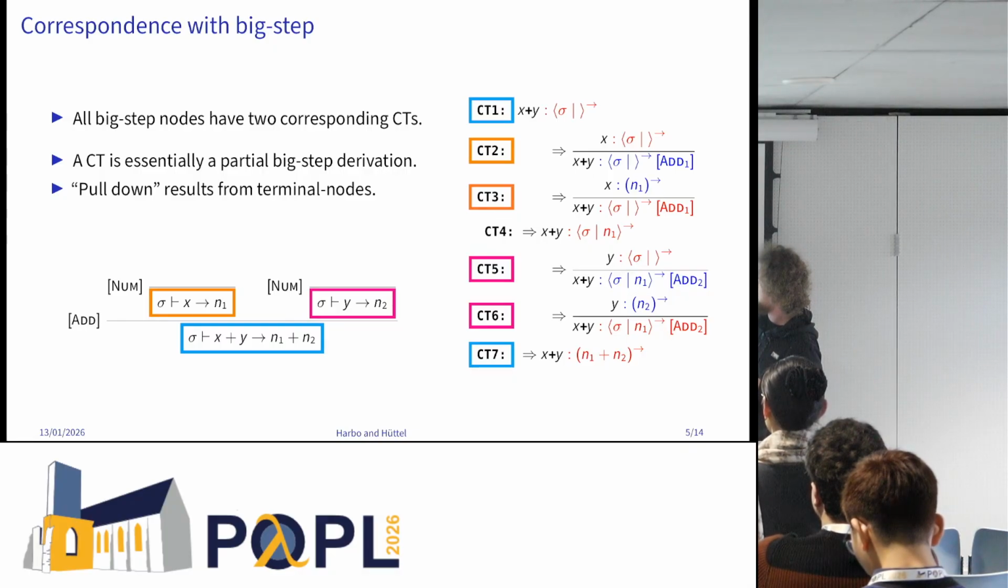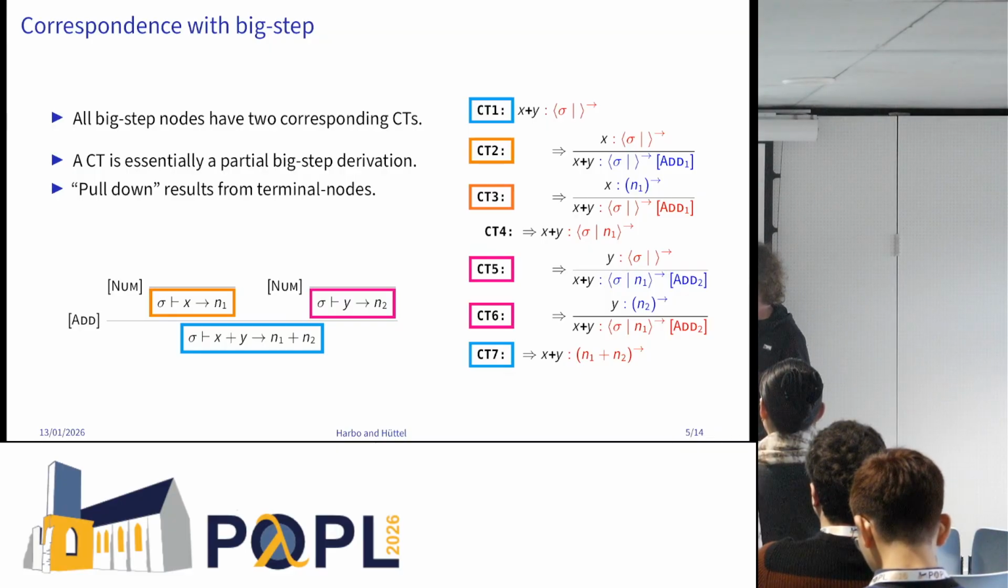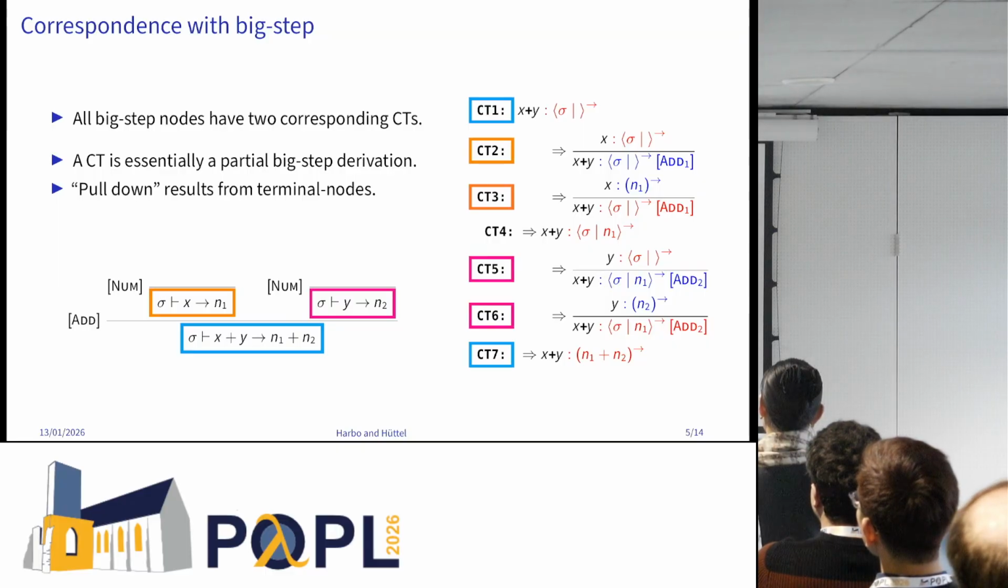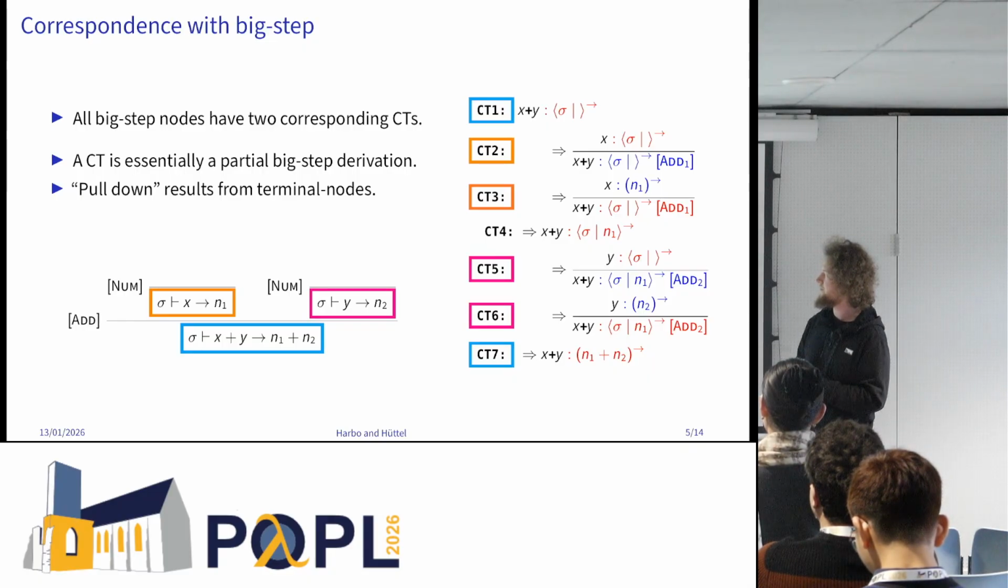Now, the subsequences for evaluating x and y then follow a similar pattern where we have two corresponding computation trees for every big step derivation tree node. Furthermore, we have a similar nesting structure, so to say, where here we can see that x is the child of x plus y in a similar way as x is a child of x plus y right over here. And this becomes important later.